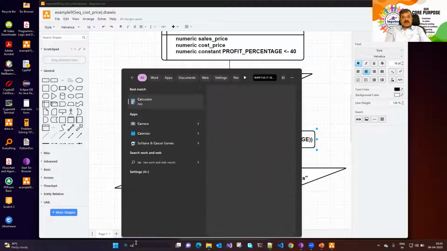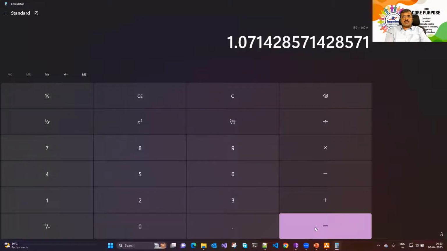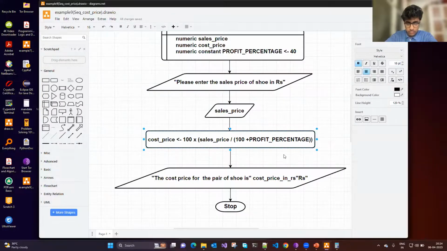Let's see. So we go here. 150 suppose. आपका sales price 150 है. 150 divided by 140. So your answer comes out to be 1 point something something into 100. So 107 point something. Is that not right? That's what you had also given. Yes, sir. Okay, so this formula is correct.